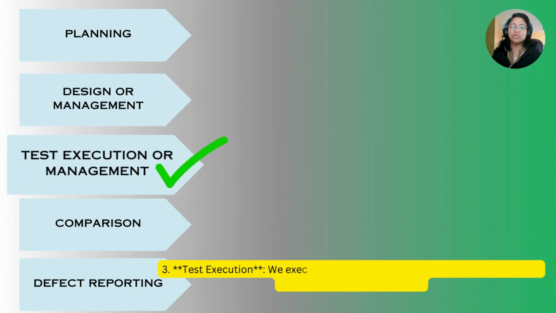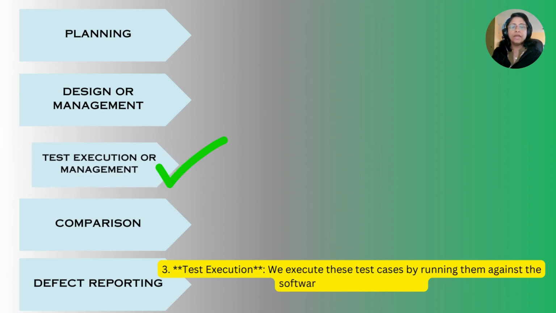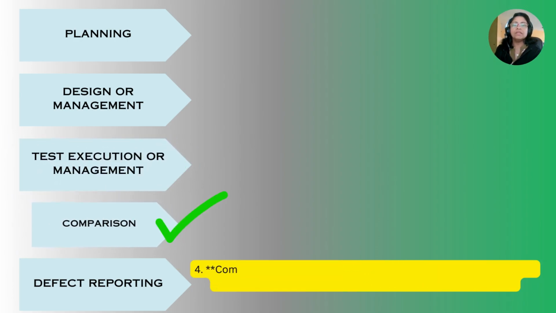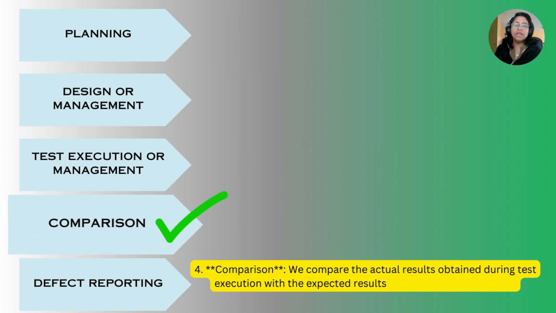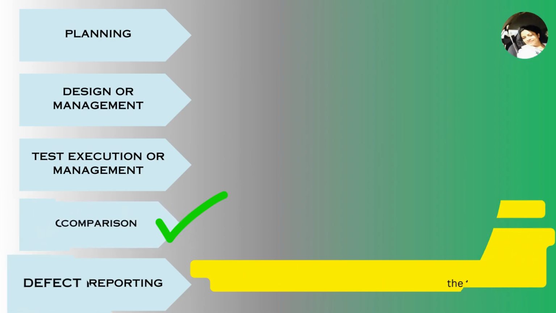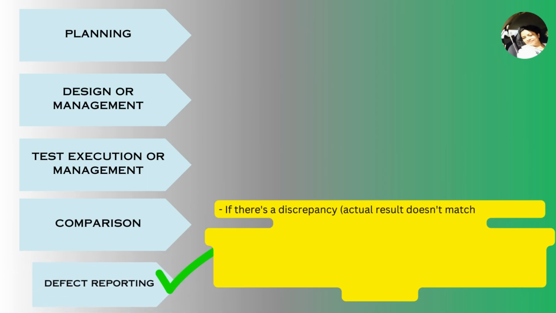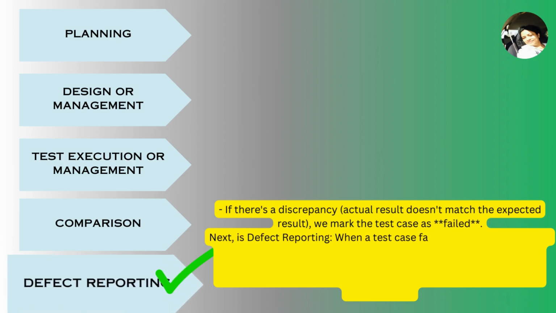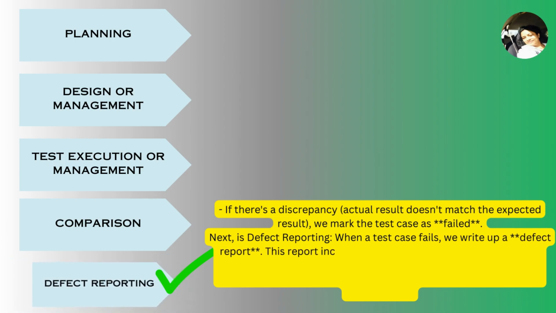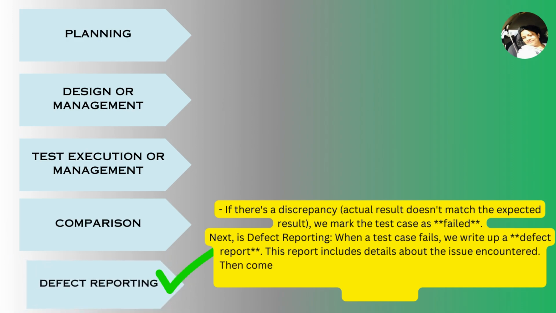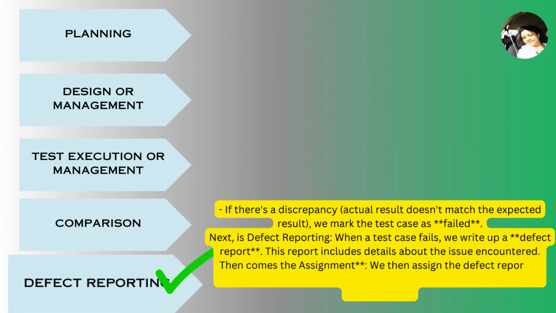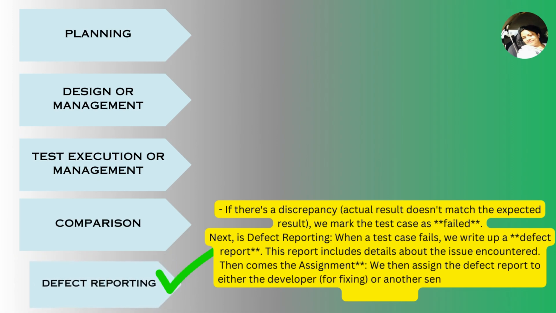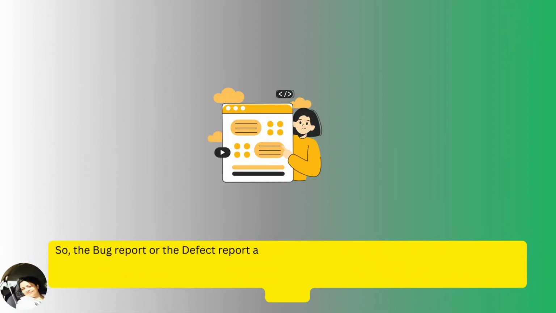Next, test execution. We execute these test cases by running them against the software or system under test. Then, comparison. We compare the actual results obtained during test execution with the expected results specified in the test cases. If there is a discrepancy, where the actual result doesn't match the expected result, we mark the test case as failed. Next is defect reporting. When a test case fails, we write up a defect report. This report includes details about the issue encountered. Then comes the assignment. We assign the defect report to either the developer for fixing or another senior tester for further investigation, right? So, the bug report and the defect report are the same.